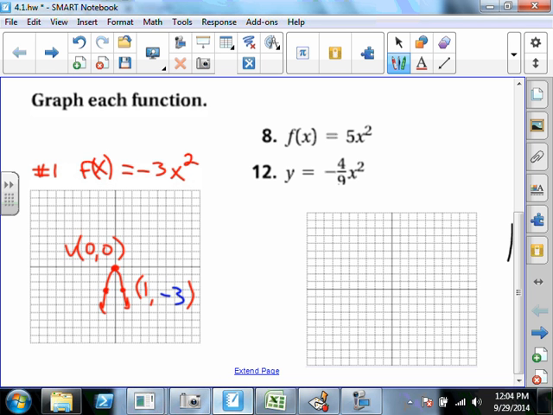So now that we've got that one out of the way, I think we could probably give number 8 a whirl. If we try to graph number 8, we've got f of x equals 5x squared, and we're not even going to use Desmos this time. Where do we think its vertex is going to be again? 0, 0. Yeah, it's just about like the last one. So on this one, it's going to have its vertex at 0, 0 as well.